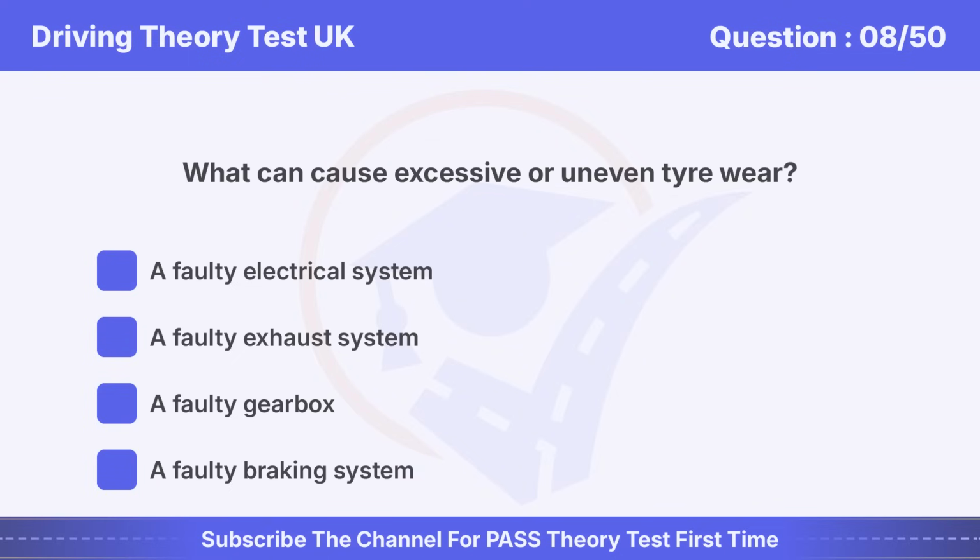Question 8. What can cause excessive or uneven tire wear? Option A. A faulty electrical system. B. A faulty exhaust system. C. A faulty gearbox. D. A faulty braking system.